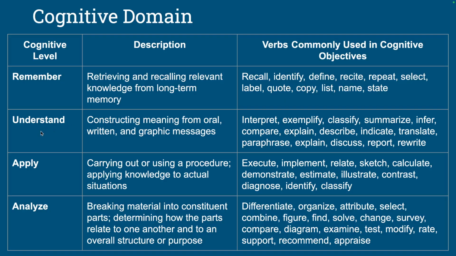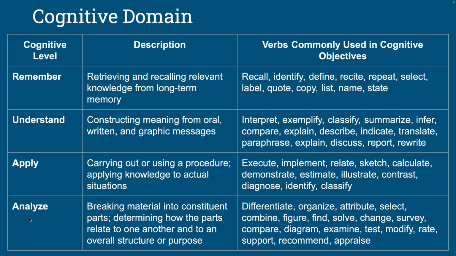Okay, the second level up is understand. So what does understand mean? Here's the definition. Then look at all these verbs you can use: interpret, exemplify, classify, summarize, and so on. Okay, third level of the cognitive domain is apply. So what does apply mean? Here's the definition, and then here are all the verbs you can use for your learning objectives.